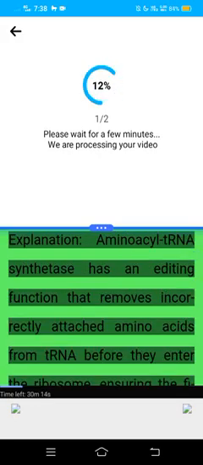Explanation. Aminoacyl-tRNA synthetase has an editing function that removes incorrectly attached amino acids from tRNA before they enter the ribosome, ensuring the fidelity of translation.